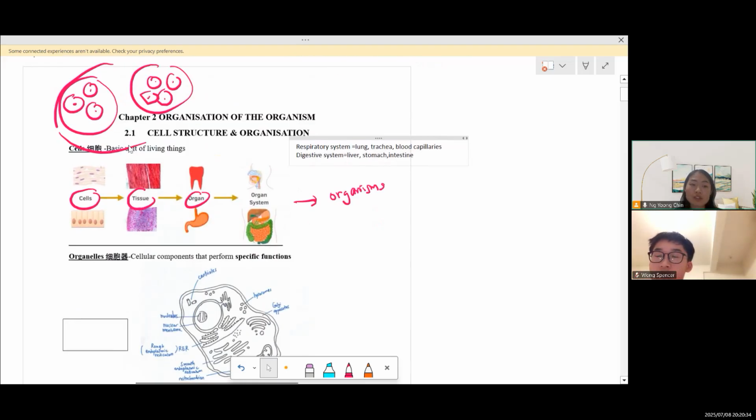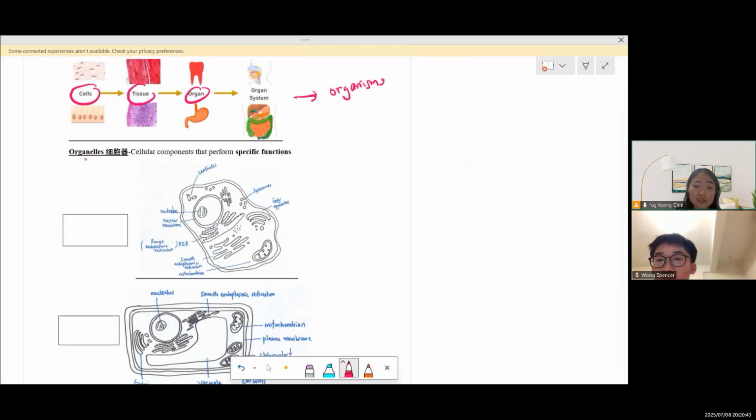So now we need to study what is found inside the cell, which is the organelles. Organelles are referred to as the organs found inside the cell. Because in our human body, we have organs, right? Cells do have their own organs also. Their organs are known as organelles. An organelle refers to the cellular components that perform specific functions. This is called the organelle, okay?